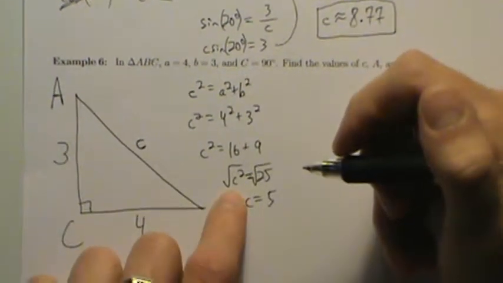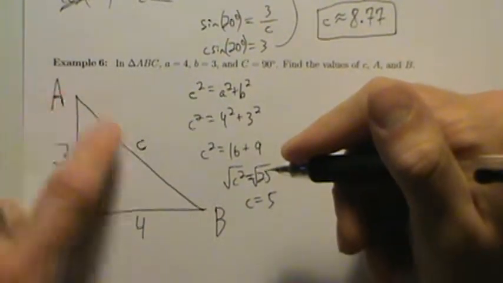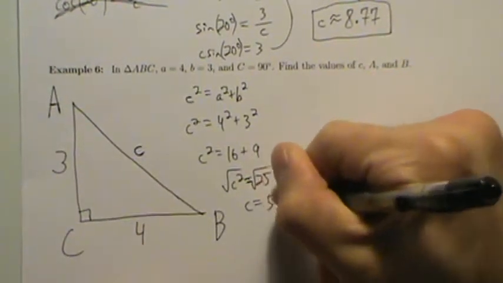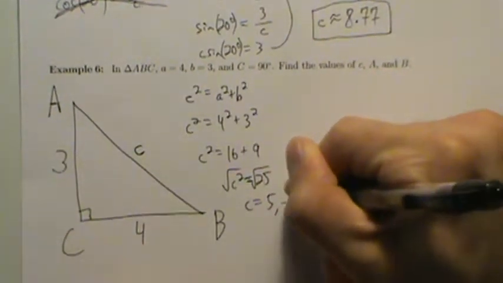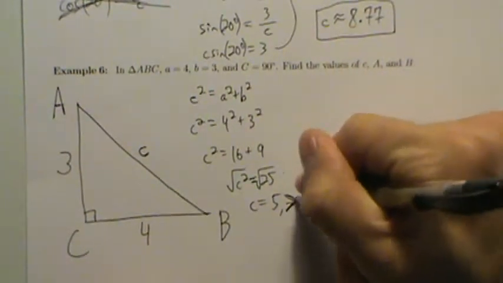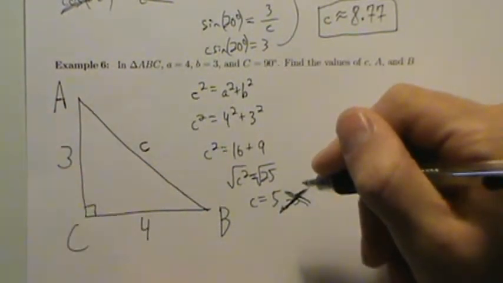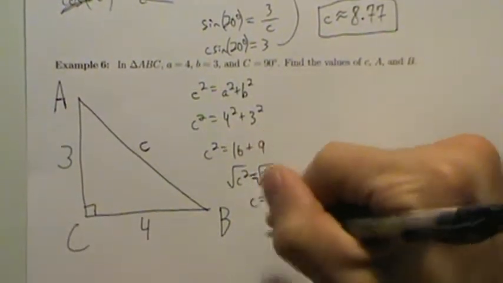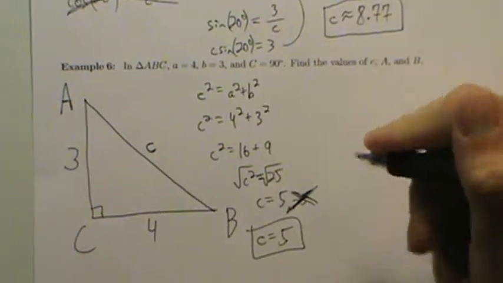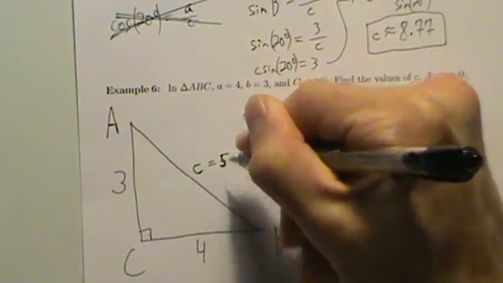Now I'm always saying that when you take the square root of both sides, you should take a plus and a minus, but we're talking about the length of a side of a triangle, so that cannot be negative. Technically there's a positive root and a negative root, but the negative root doesn't make sense here. So c has to be positive 5. Okay, so little c is positive 5. That's one of the things we're looking for.